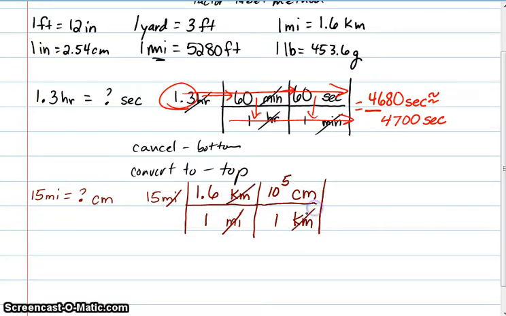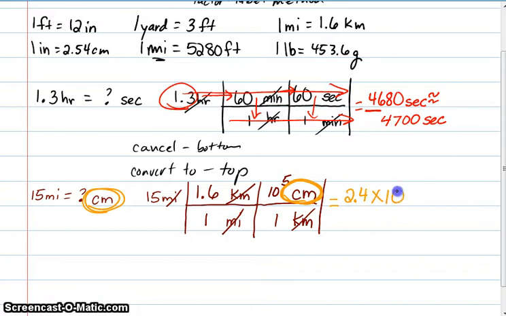Kilometers cancels out. Here's a hint. Whatever's at the end of the top of the last bracket should match whatever you want to convert to. And if it doesn't, then you haven't paid attention to your units. So now we're going to do 15 times 1.6 divided by 1 times 10 to the 5th power. I get a long number, which I am going to write in scientific notation.